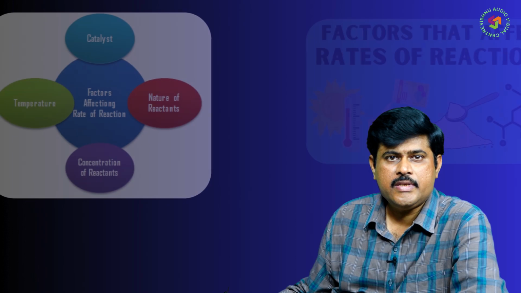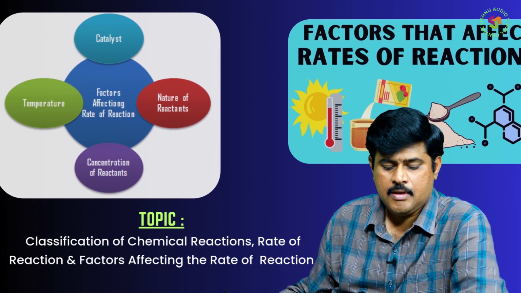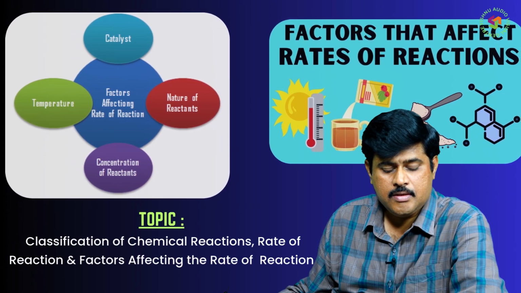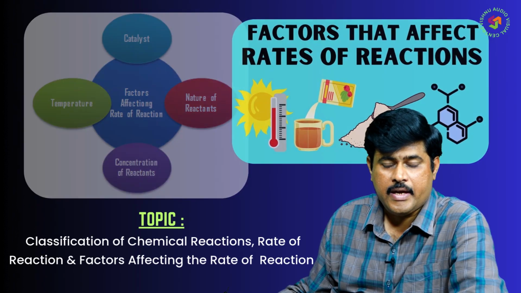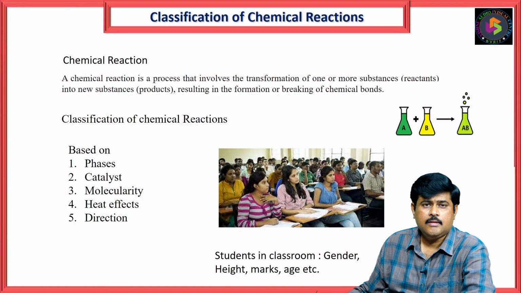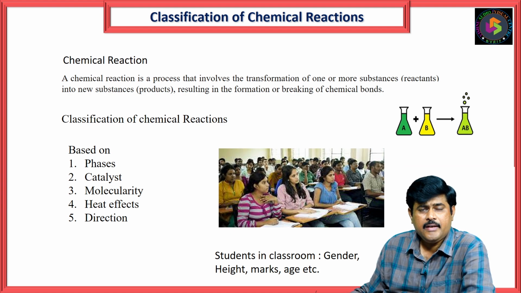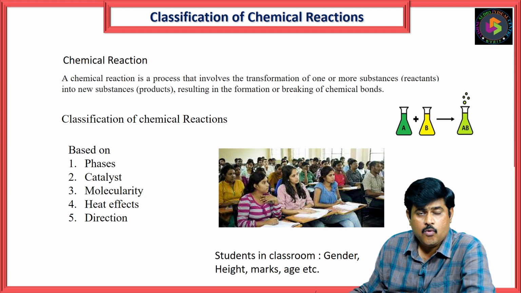Today, I am going to discuss three important topics: classification of chemical reactions, rate of reaction, and factors affecting the rate of reactions. First, we will see what a chemical reaction is. A chemical reaction is a process that involves transformation of one or more substances, that is reactants, into products, resulting in the formation or breaking of chemical bonds.